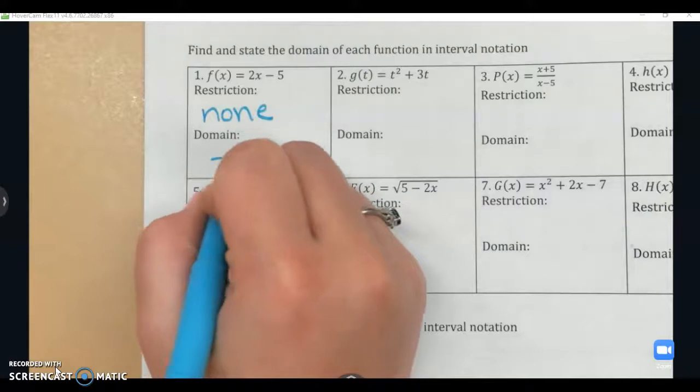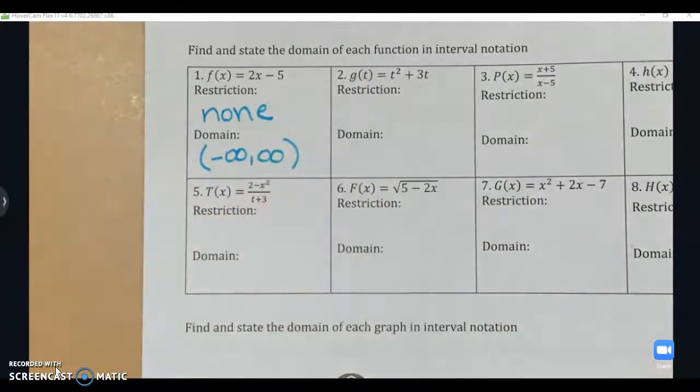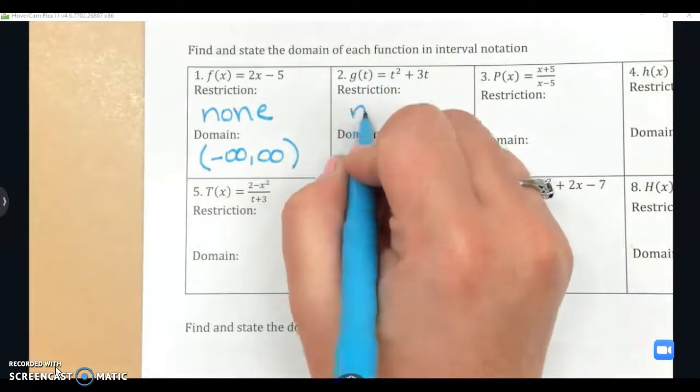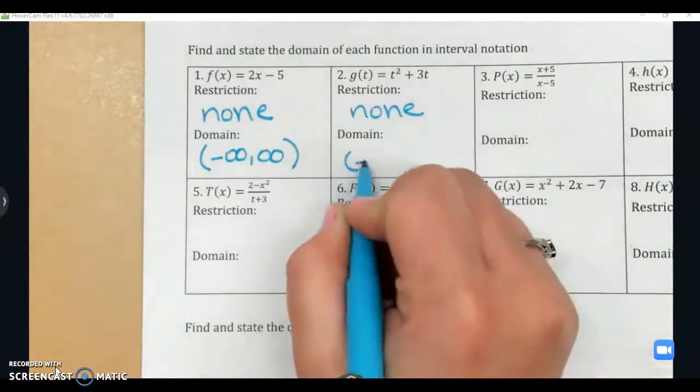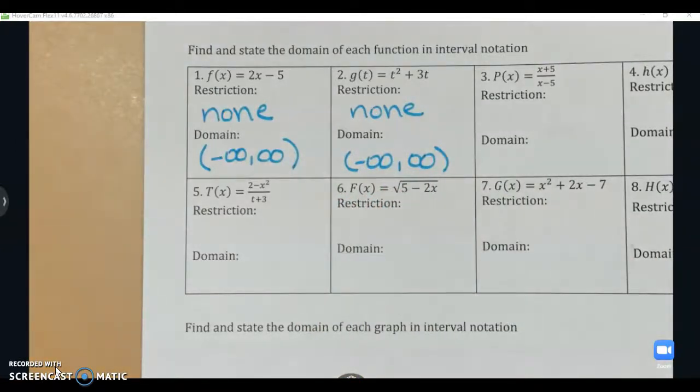So from negative infinity to positive infinity, grouped by parentheses, because we always use parentheses with infinity. Then on number 2, again, I have no variable in my denominator and I don't have a radical, so I have no restrictions. So this domain is also from negative infinity to positive infinity, all real numbers.